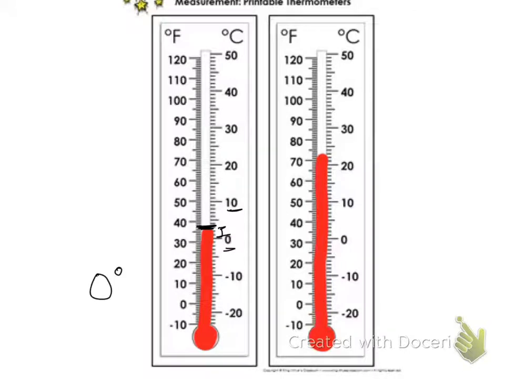Okay. What about on my next thermometer? If we look, my line is here. It's between the 20 and the 30. But my line is closer to the 20 than it is to the 30. So if I was to round it to the nearest 10 degrees, I would say it was about 20 degrees.